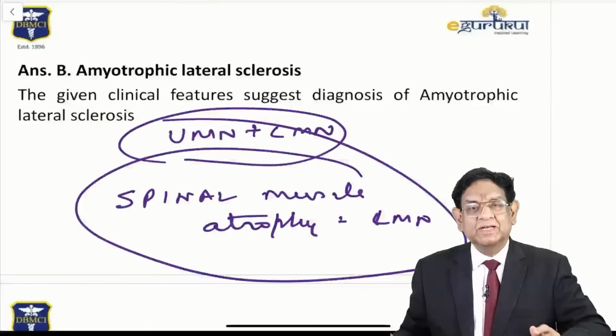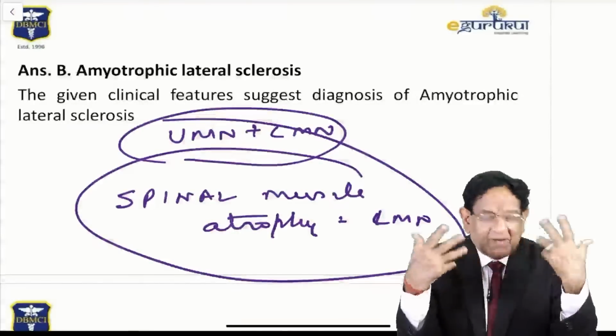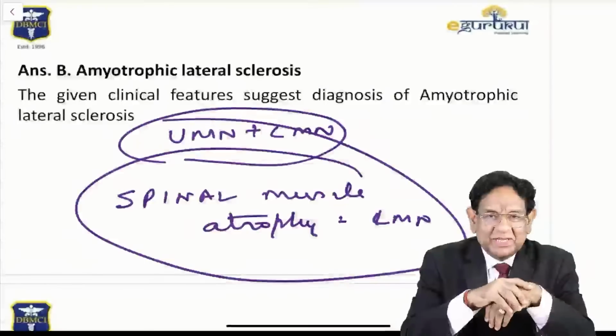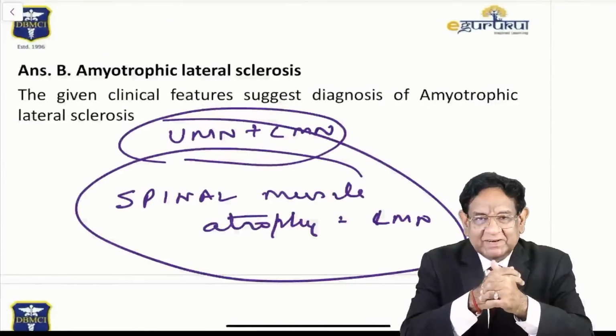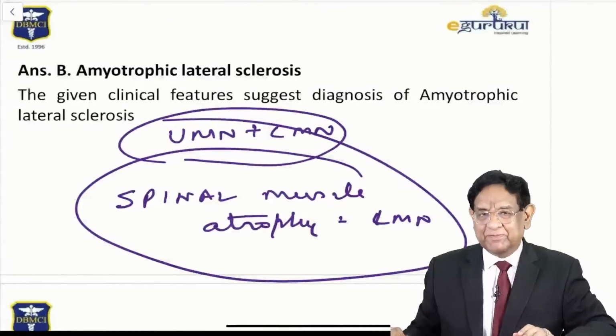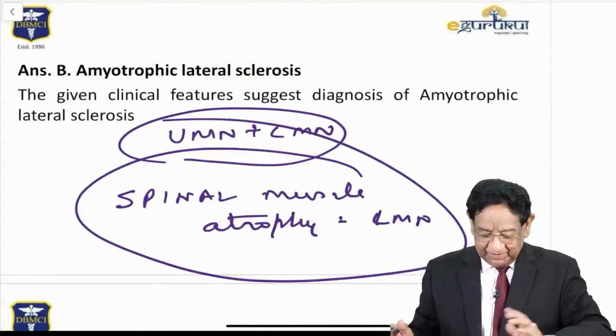So next time when you see this movie, when the scene comes, you will remember me. Definitely you will think about me. Dr. Bhatia mentioned this point, that spinal muscle atrophy is a type of lower motor neuron muscle atrophy. Study should be fun, that is my way.